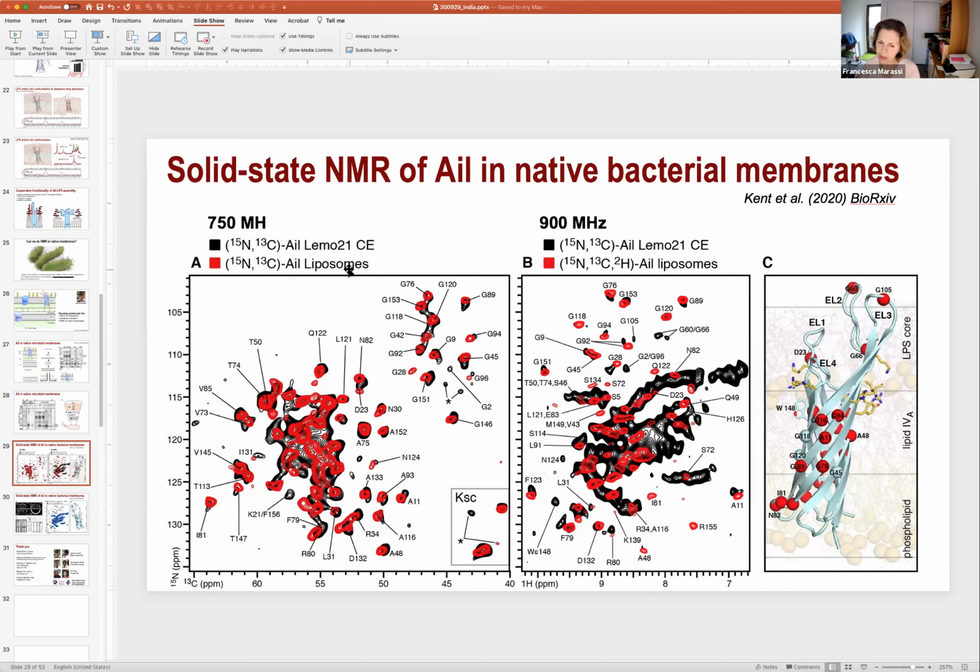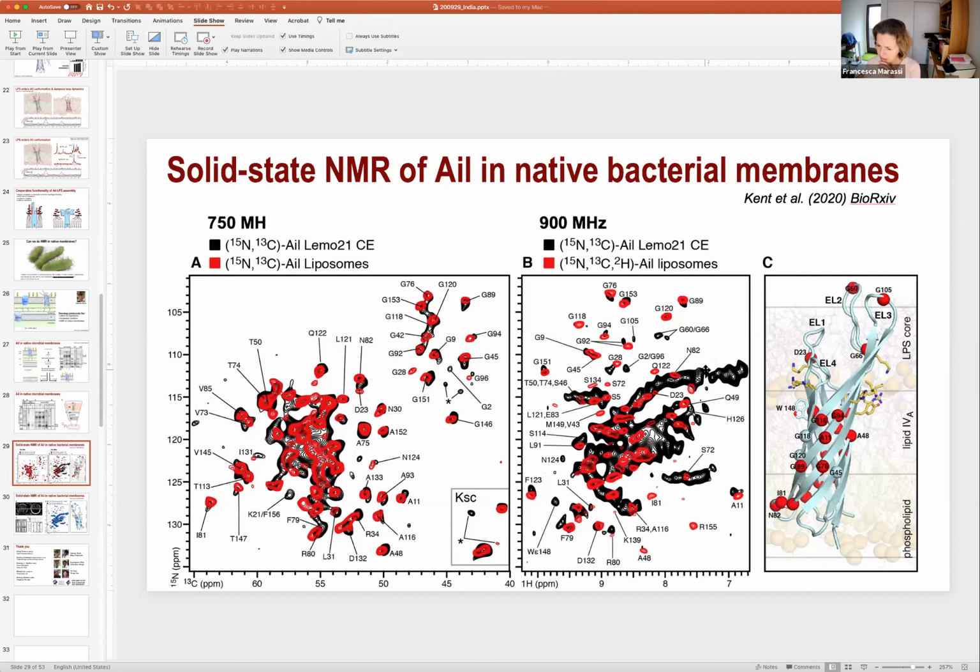You can see that when we compare now the cell envelope spectra shown in black with the spectra that we had obtained previously from reconstituted AIL liposomes, you see these beautiful correspondences of the resonances, again showing that the overall conformation of the protein is similar in reconstituted preparations to actual bacterial cell envelope preparations. Similarly, this is also borne out in the proton-nitrogen CP HSQC spectra from AIL liposomes and AIL cell envelopes. The notable thing here is that the AIL liposome spectrum was obtained from a sample that was highly deuterated, hence the nice resolved lines, whereas the cell envelope spectrum was not deuterated.